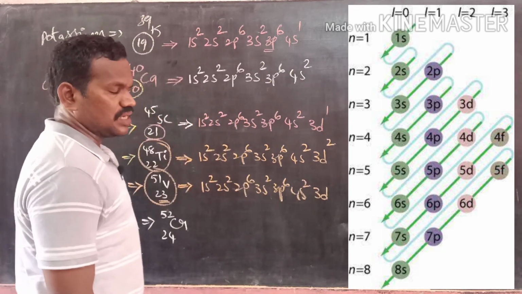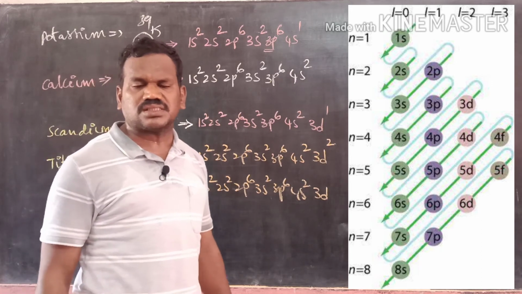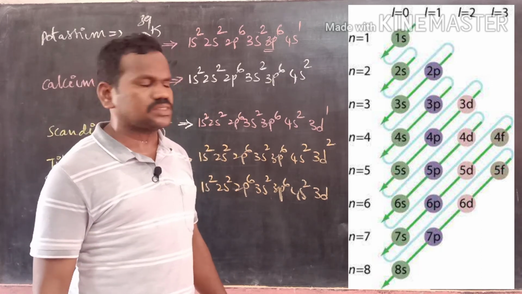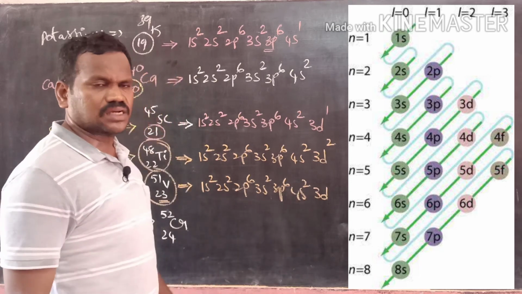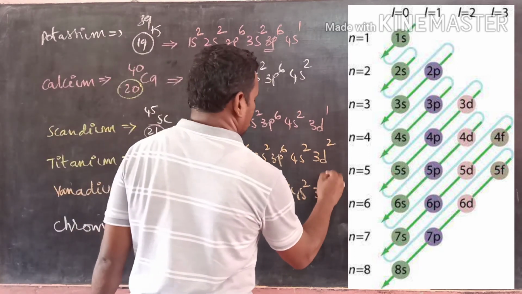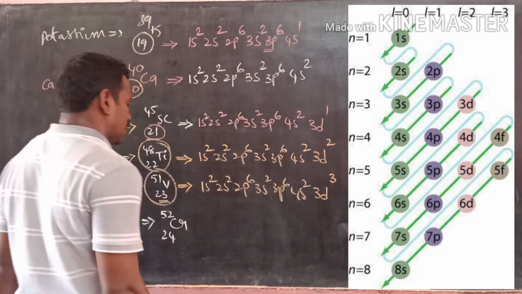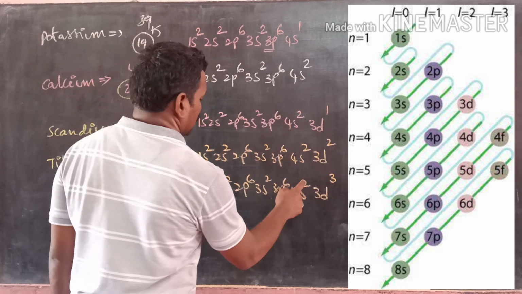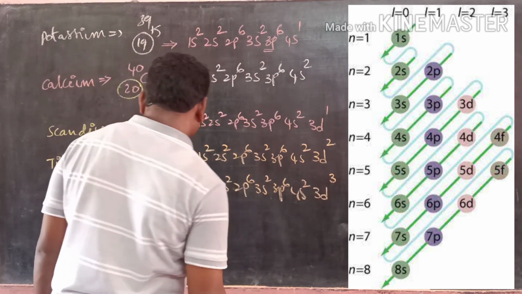The 3d orbital can accommodate a maximum of 10 electrons. Why? Because it has 5 orbitals, and each orbital can accommodate 2 electrons. But here, because only 3 electrons are there, the electronic configuration becomes 1s2, 2s2, 2p6, 3s2, 3p6, 4s2, 3d3.